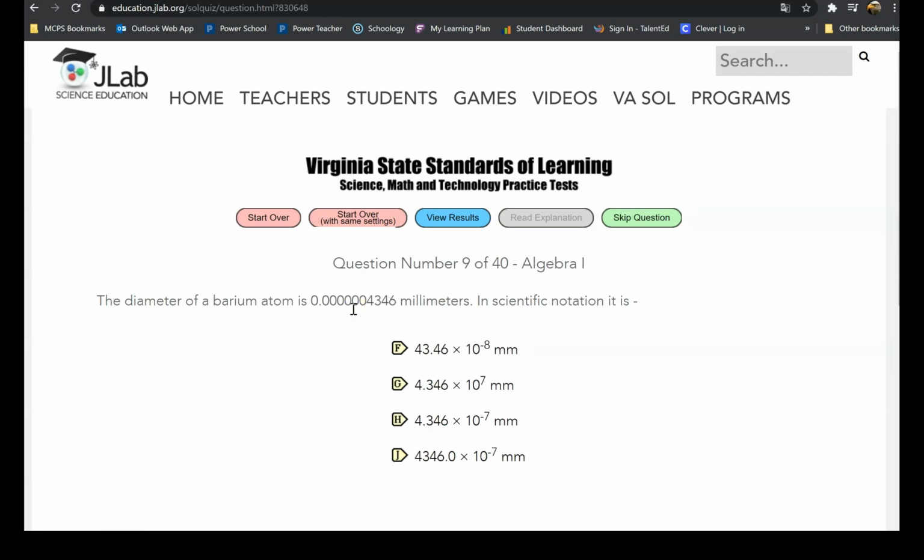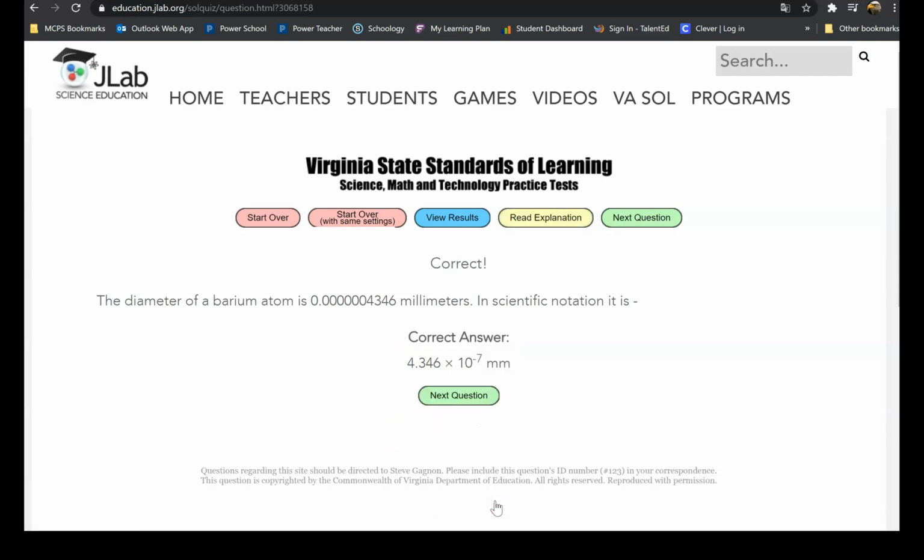Alright, so here's another one of those fun ones where we're doing scientific notation. So we have to move the decimal to just after the 4. So 1, 2, 3, 4, 5, 6, 7. And because we're moving it in that direction, I think it's going to be that one.